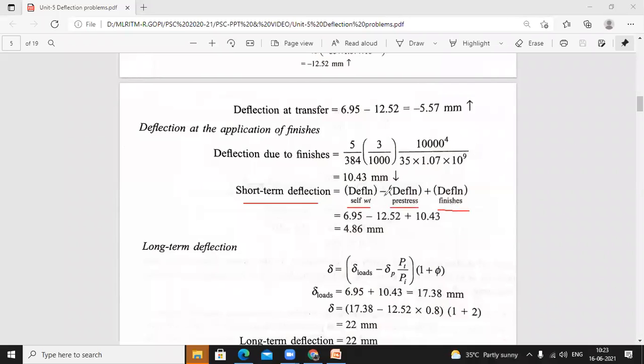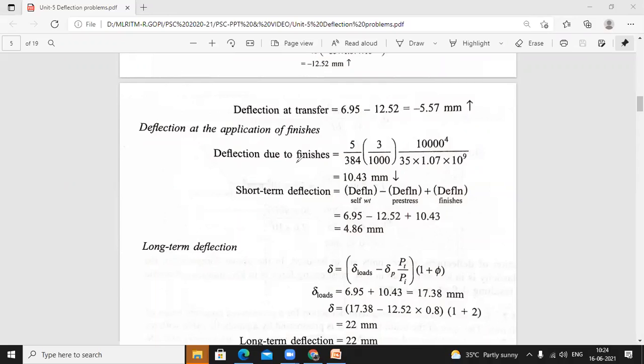Why is there a minus here? Because deflection due to prestress is a minus value, an upward deflection, so we put this minus. Deflection due to self-weight and deflection due to live load act downward, so plus values. The net deflection: self-weight 6.95 mm, deflection due to prestress minus 12.52 mm, and deflection due to live load plus 10.43 mm. Finally we got 4.86 mm. This is the short-term deflection.